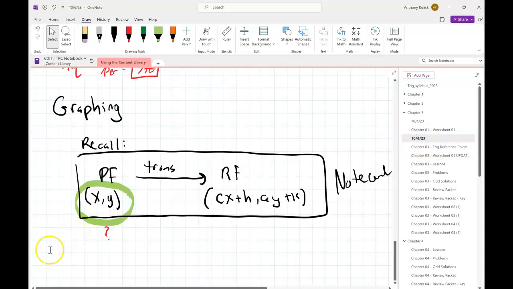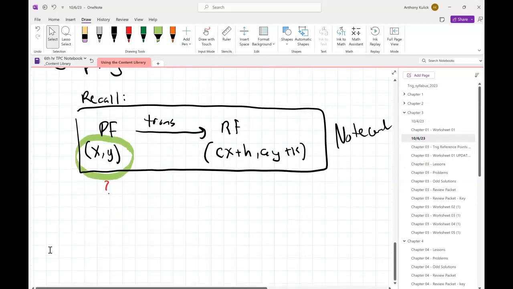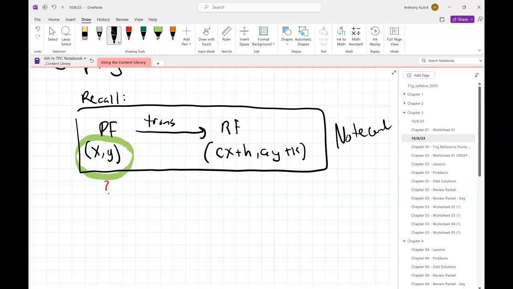Okay, so let's do an example. Let's just say we want to graph y equals -3 sine of 2x minus pi over 2, and then plus 1.